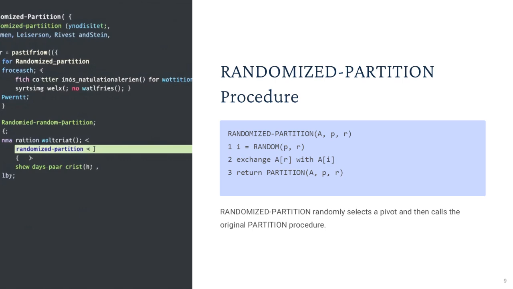By ensuring that each element has an equal probability of being selected as the pivot, randomized partition reduces the chances of encountering highly unbalanced partitions. This randomness is the foundation of randomized Quicksort's efficiency, as it helps achieve balanced splits on average and avoids the deterministic worst-case behavior of the standard approach.